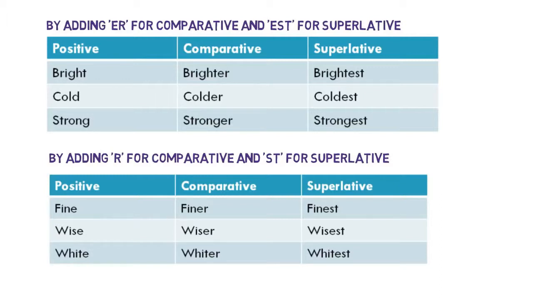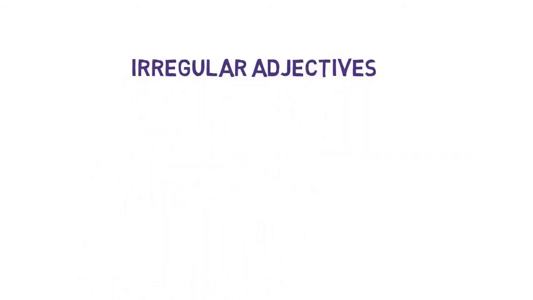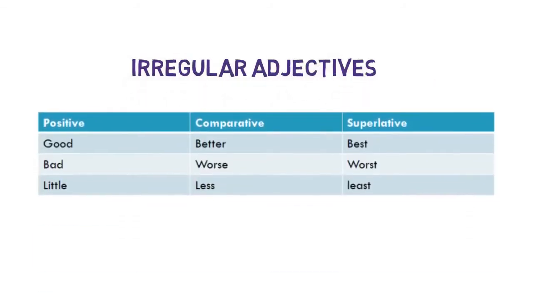There are some adjectives that cannot be converted in this way. These are called irregular adjectives. Examples of them are good, better, best; bad, worse, worst; and little, less, least. Note these words, they don't follow any pattern that we discussed. Please remember these degrees and these conversion techniques.